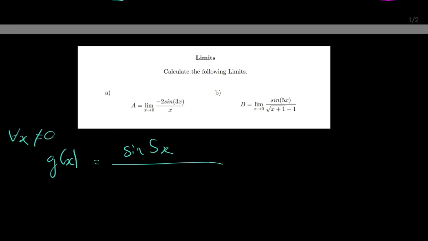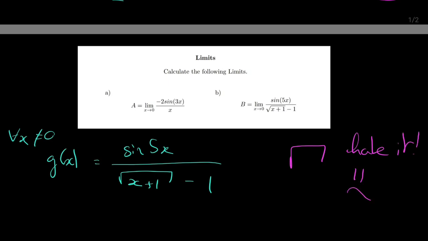Perfect. Now it will be a little bit faster with this one. Here what do we have? We have sinus of, let's call it g of x, for all x different from 0, obviously, g of x is equal to sinus of 5x. We still have sinus of 5x over what? Over something that will go to 0, but this time we have a square root, and we hate square roots, okay? So square root, we hate it. Absolutely, okay?